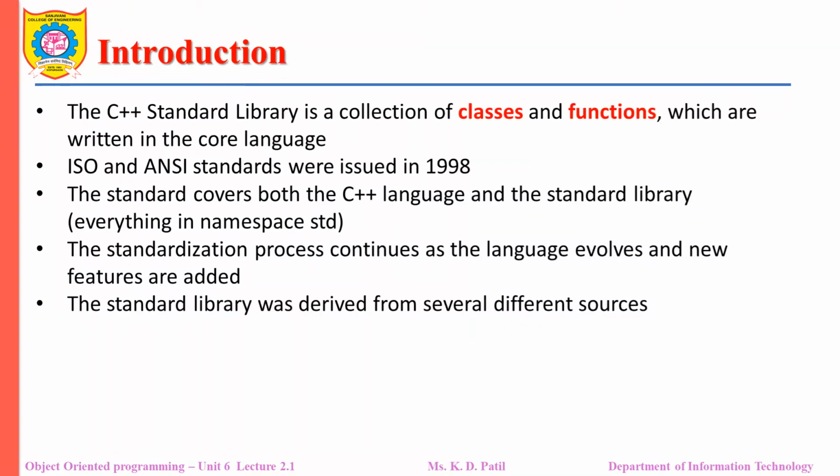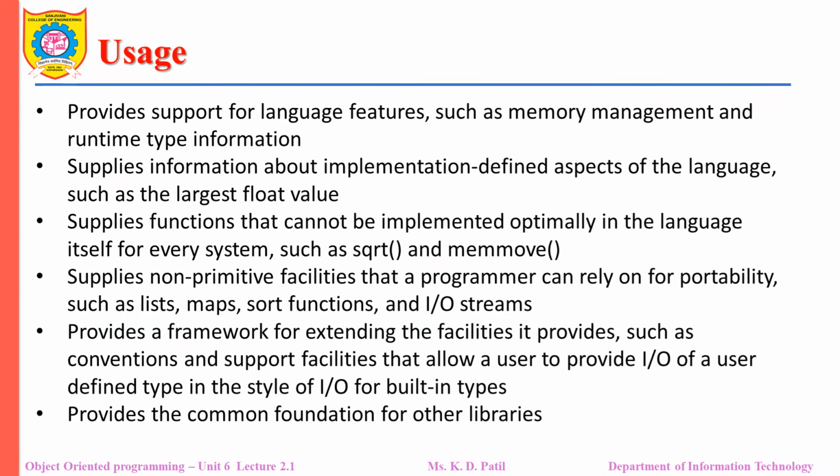What is the C++ standard library? It is a collection of classes and functions which are written in the core language. The ISO and ANSI standards were issued for the standard C++ library in 1998. The standard covers both the C++ language and the standard library, that is, everything in the namespace std. The standardization process continues as the language evolves and new features are added. The standard library was derived from several different sources.